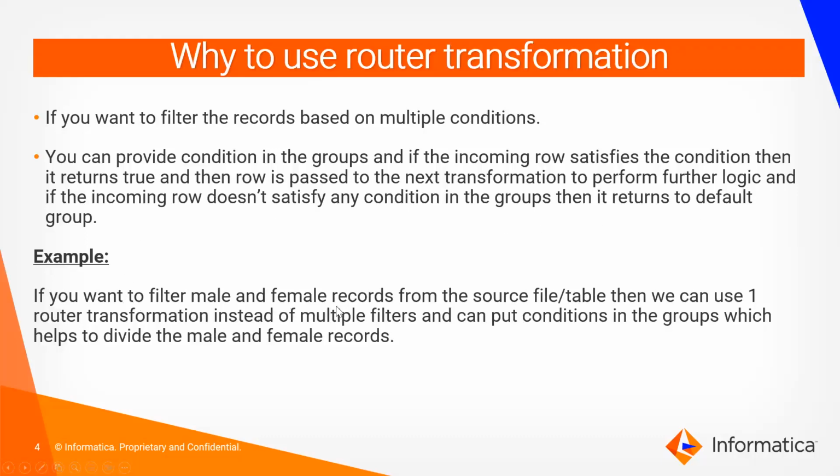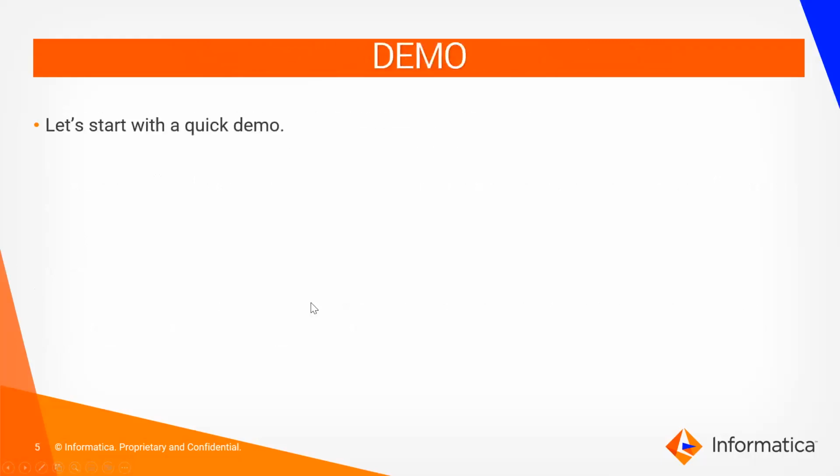Example, if you want to filter male and female records from the source file or table, then we can use one router transformation instead of multiple filters, and you can put conditions in the groups which help to divide male and female records. So instead of using multiple filters, we can simply use one router transformation. Now let's start with a quick demo.